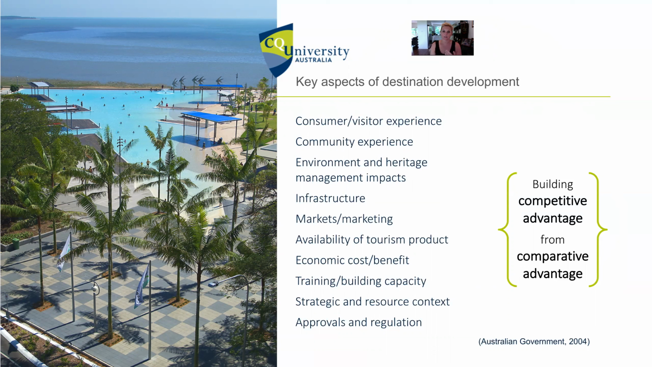Okay, so consumer and visitor experience, community experience, environment and heritage management impacts, infrastructure, markets and marketing, availability of tourism product, economic cost and benefit, training and building capacity, training and building capacity in your population is what that means. Strategic and resource context and approvals and regulation. I am going to talk about each one of these in context throughout this unit. So this is sort of a fundamental cornerstone of what we'll be discussing. Each one of these will be discussed at length, and they are critical aspects of destination development and may be quite helpful when you're thinking about particularly your assessment 3, and in fact all of your assessment really.